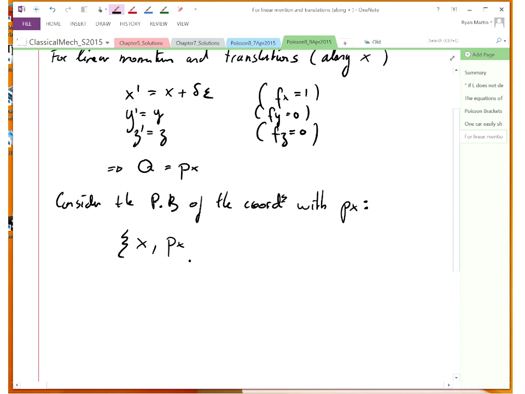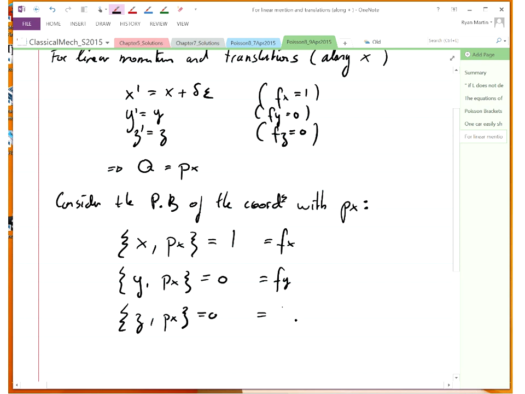So what happens if we do x and Px? Well, that's evaluated trivially, right? If we look at the relations, that's just equal to 1 because x and Px are conjugate. Now, of course, if I take y with Px, since they're different, it's going to be 0. And if I take z with Px, it's also going to be 0. And so that really is Fx, that really is Fy, and that really is Fz.